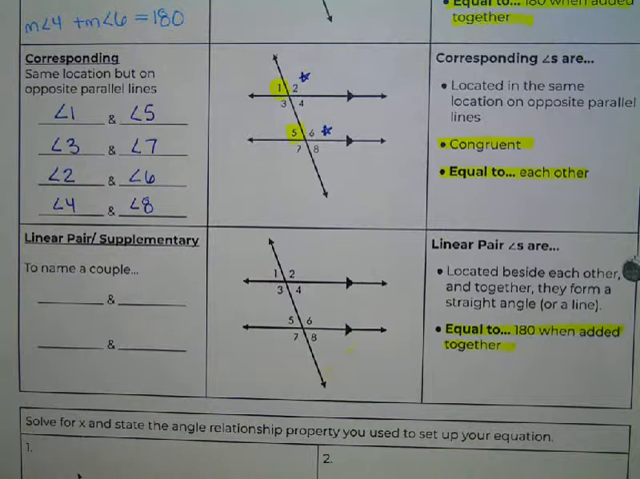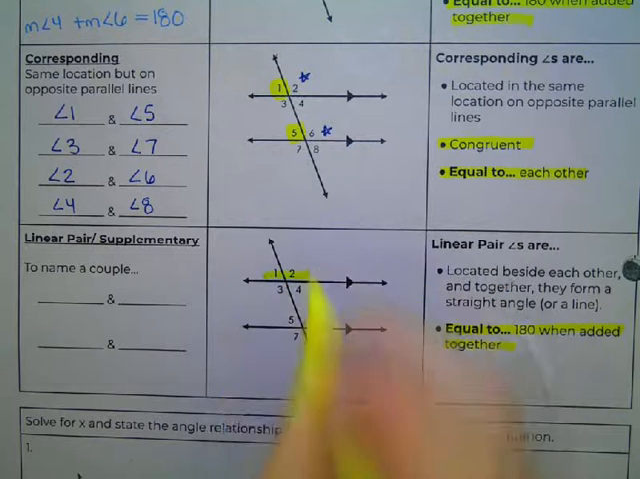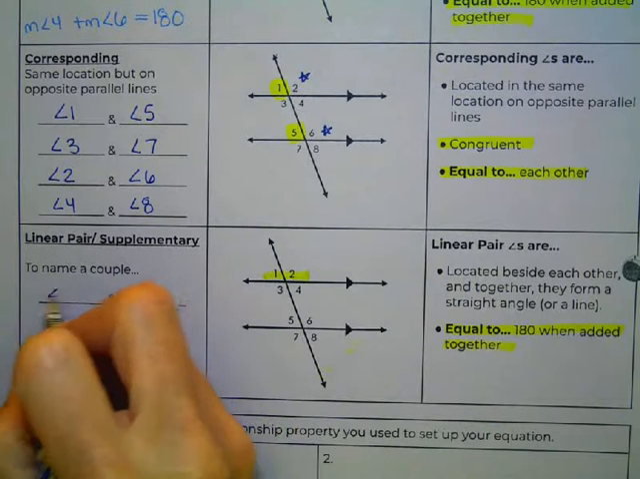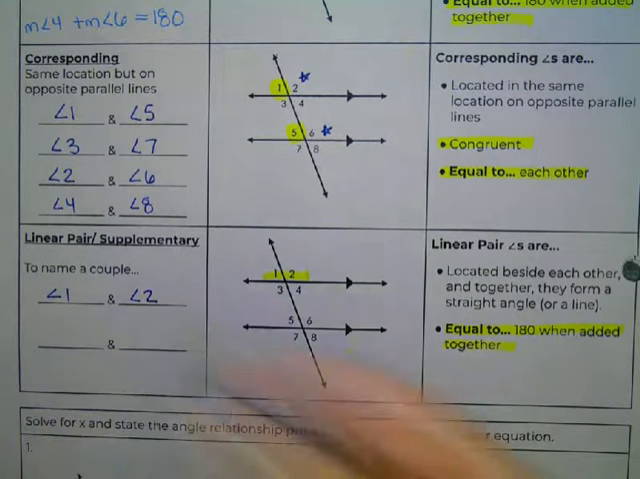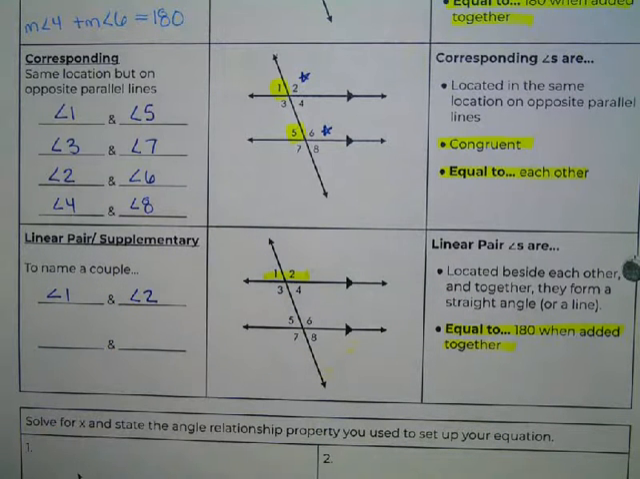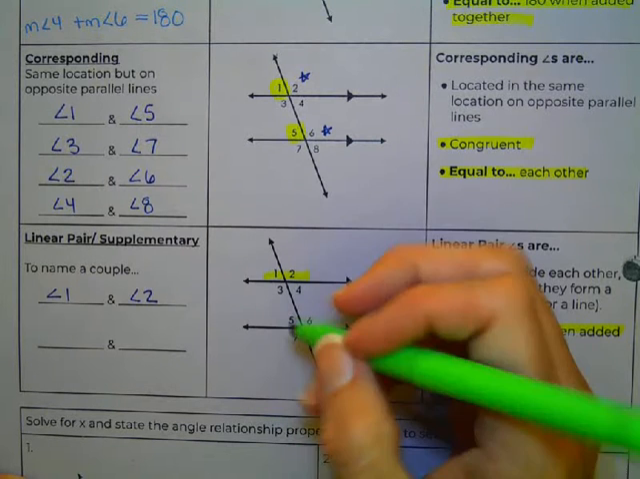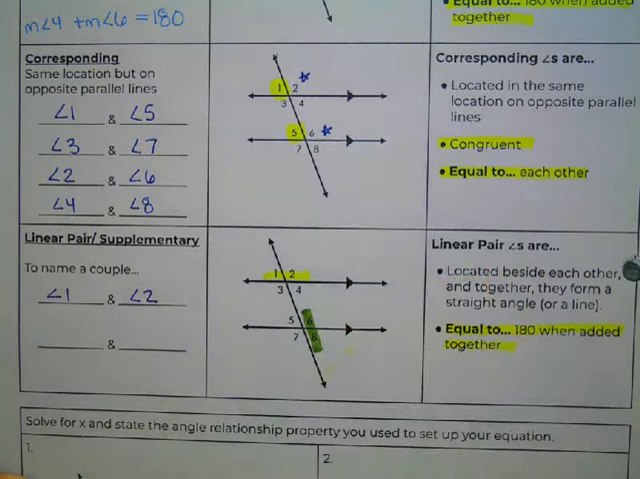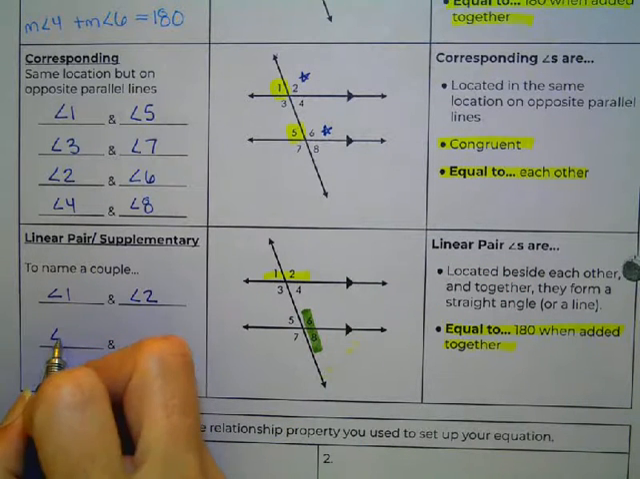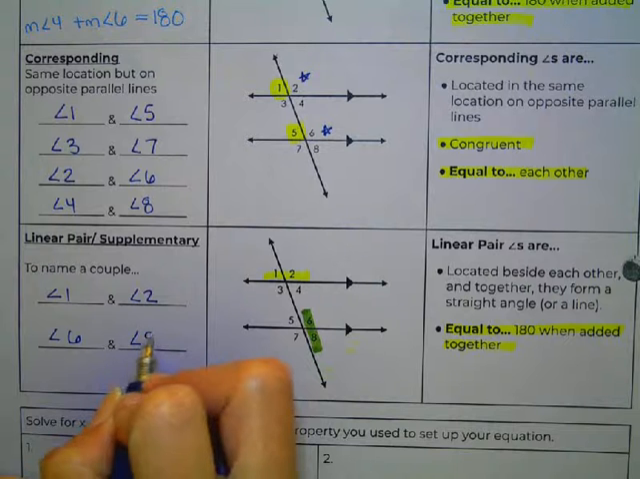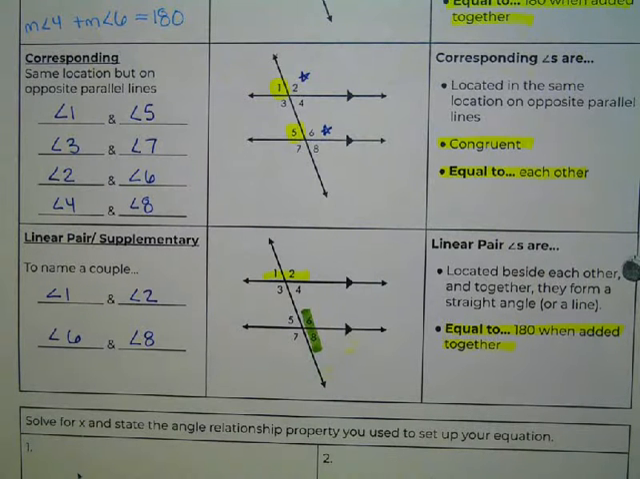I'm just going to highlight these: 1 and 2 would make a straight line. The thing with these is they have to be on the same line. It can be a vertical line or horizontal line, but it cannot be one on each of the parallel lines because they would never touch, and if they have to share a side, that only works if they're touching. Another example could be 6 and 8. Those are right next to each other and they make a straight line. There are lots of choices here, but these are just a couple of examples of a linear pair, angles that make a straight line when you add them together.